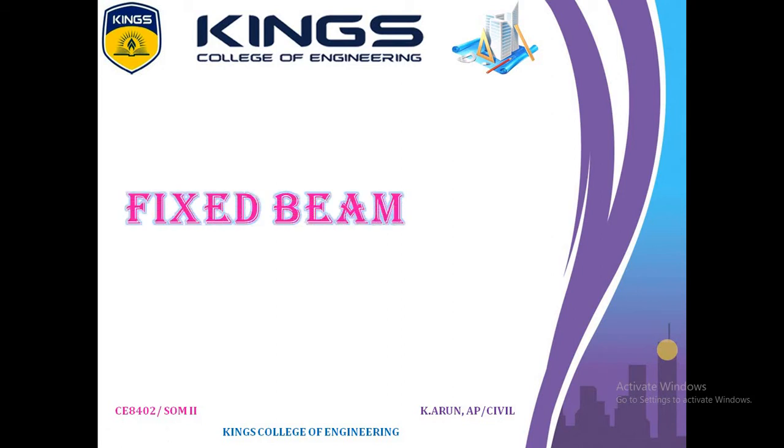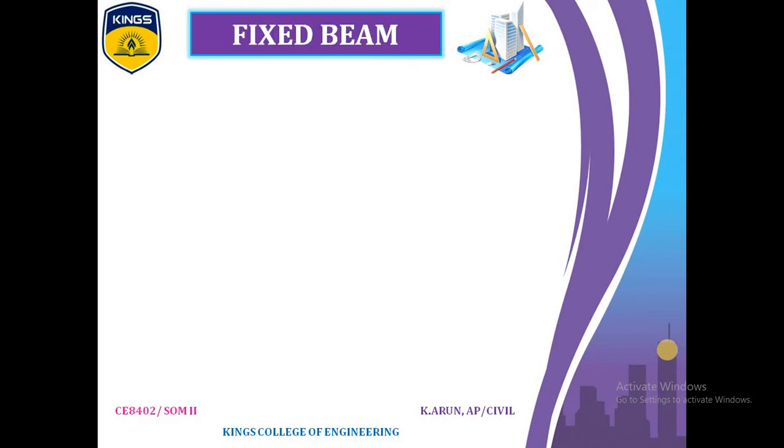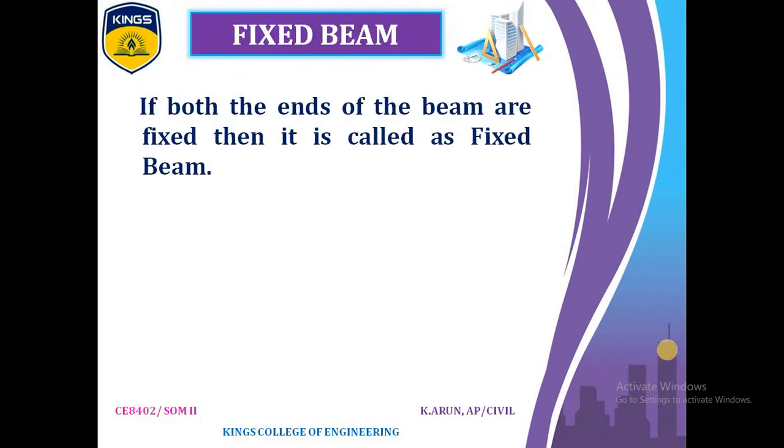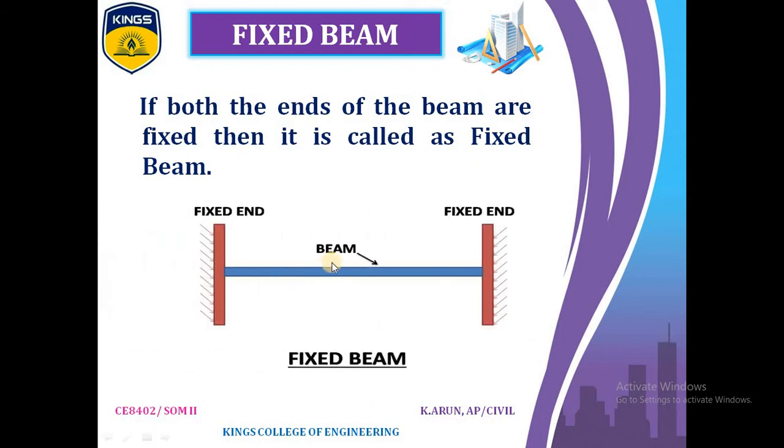So in this video, we are going to see how we can analyze a fixed beam. What is a fixed beam? If both the ends of a beam are fixed, then it is called a fixed beam. So in this diagram, we can see the beam has both the ends as fixed, hence it is a fixed beam.